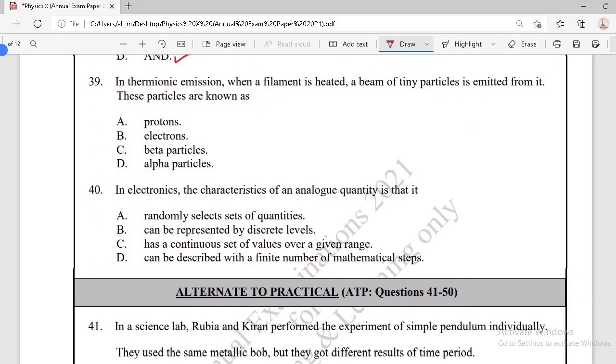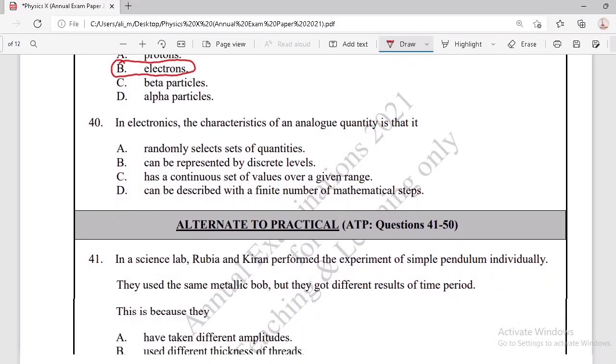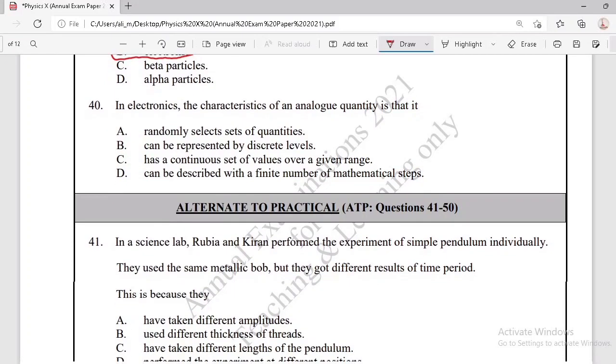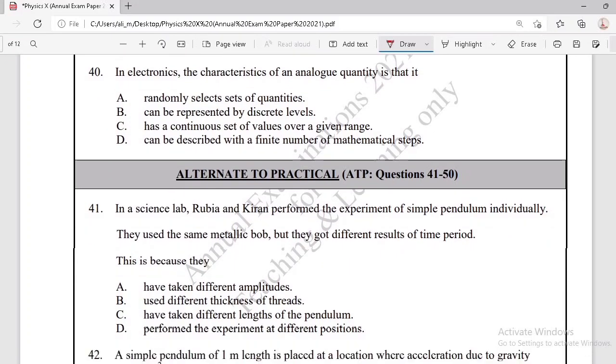In thermionic emission, when a filament is heated, a beam of tiny particles is emitted from it, and these particles are known as thermionic electrons, emitted from a heated metal filament or heated metal surface. These particles are electrons, or we can also say that these are thermionic electrons, because they are emitted through the process of thermionic emission.